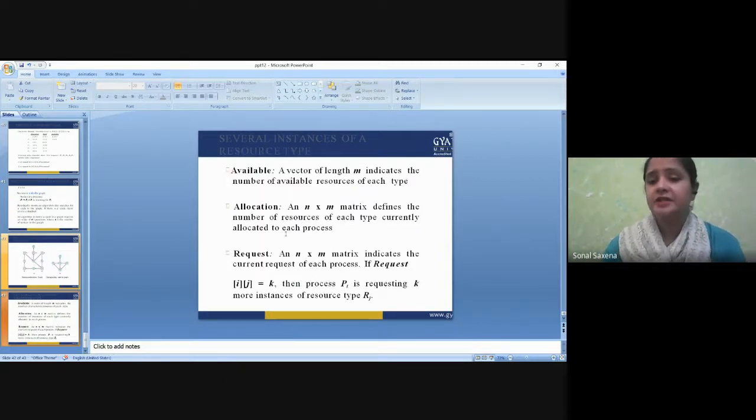Now, if there are several instances of a resource type, like we have seen single instance, now we are assuming that we have several instances of a resource type. How can we do that? We'll have these data structures: available, a vector of length m, which indicates the number of available resources of each type. Then we will have the allocation matrix, which is n cross m, and it defines the number of resources of each type currently allocated to each process. Then we have request, which is again an n cross m matrix, which indicates the current request of each process. So if request ij is equal to k, then the process Pi is requiring k more instances of resource type Rj.